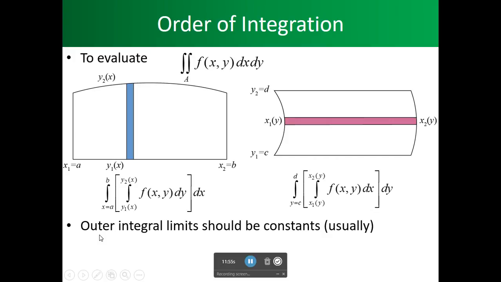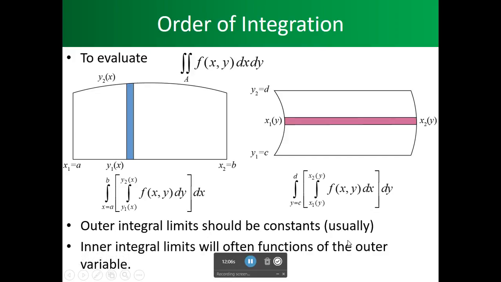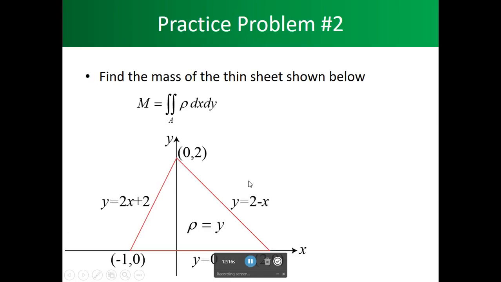But always remember the outer integral limit should be constant. The outer one, which is out here, usually. Then we do the inner one first, and the limit will follow the function of the outer variables. So we always do what's in here first, what's closest together, and then do the other last.